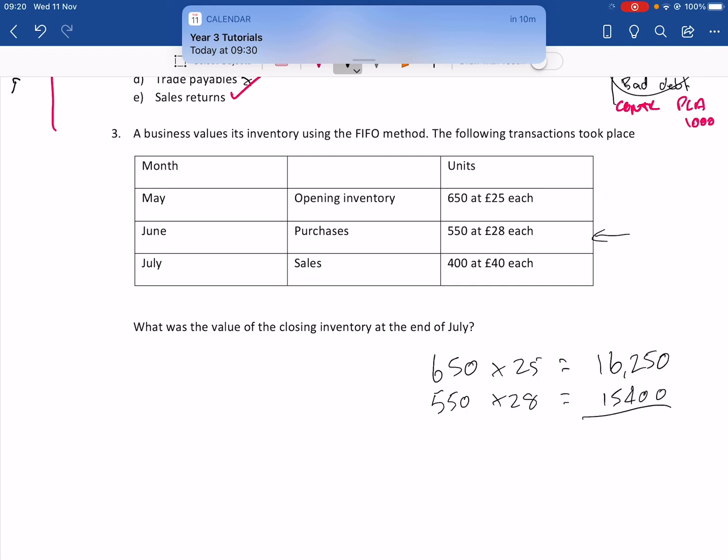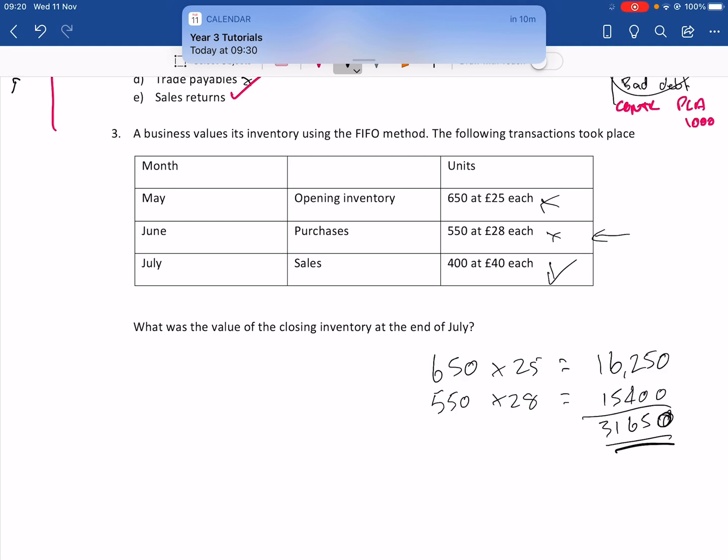Okay. So at the end of June, we've got 31,650 is the total amount of stock that we've got. Okay. So by the end of June, we've got 31,650. In July, we issue out some stock. So we sell 400 units. So remember, these two are coming in and this one is going out.